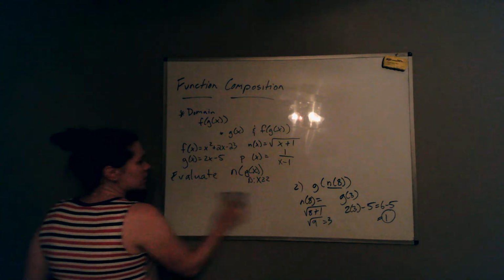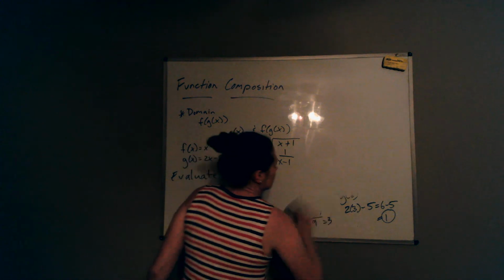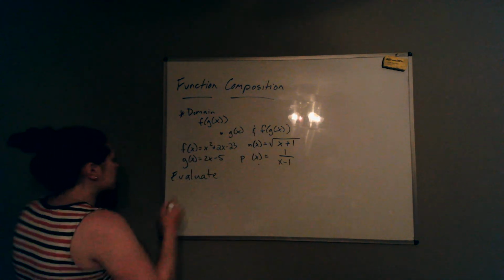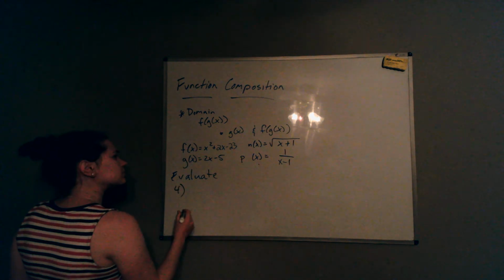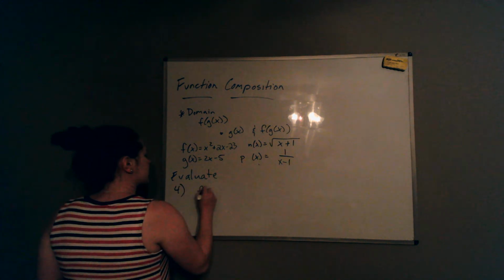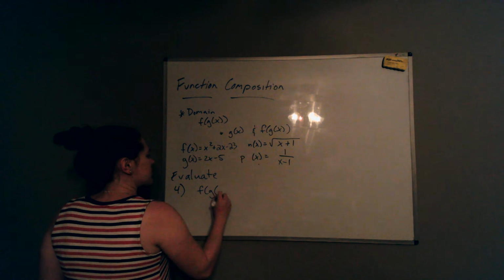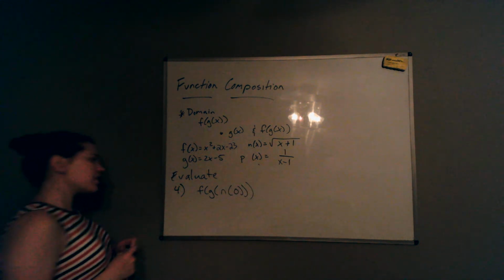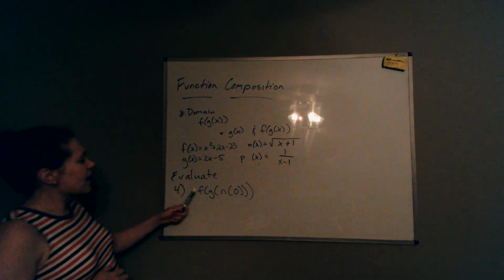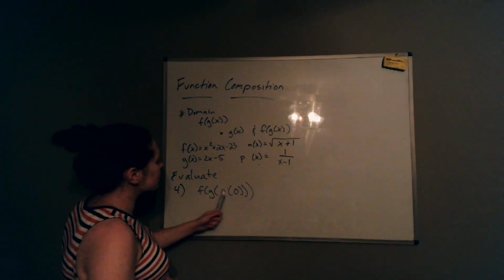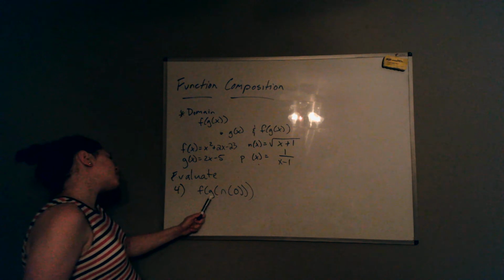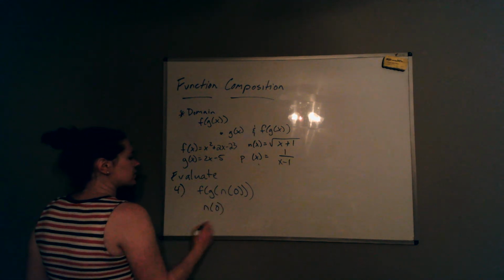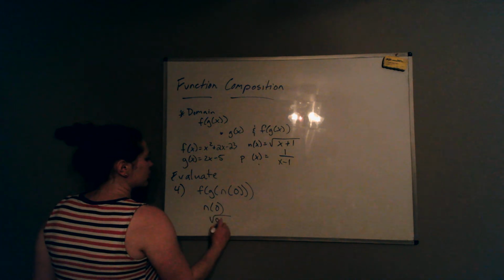So let's just do one more. That was number 3. Number 4, let's do f of g of n of 0. So we're taking f and we're going to evaluate it at g of n of 0. So we're taking g and evaluating at n of 0. So the first thing we need is n of 0. N of 0 would be the square root of 0 plus 1.